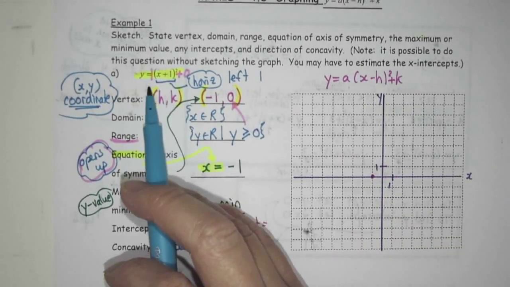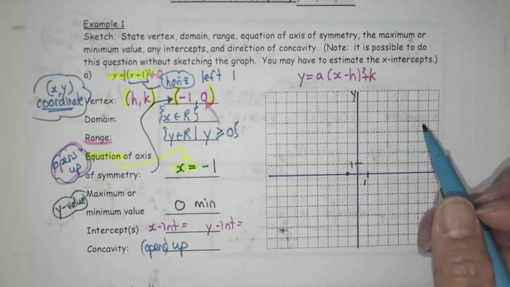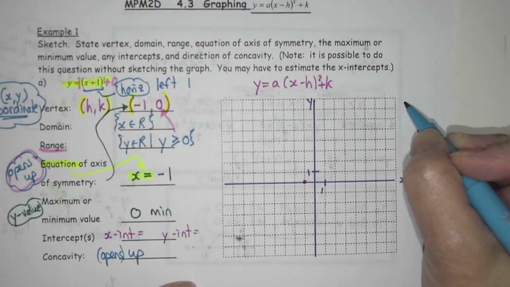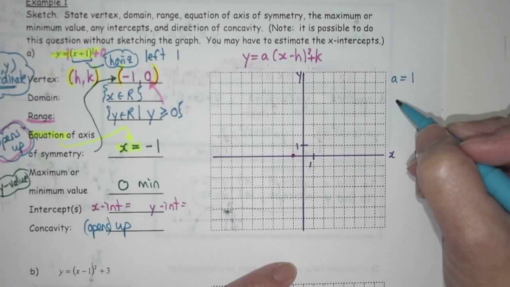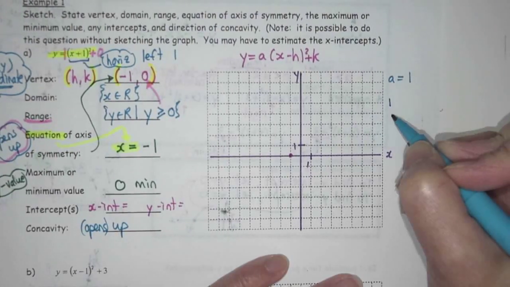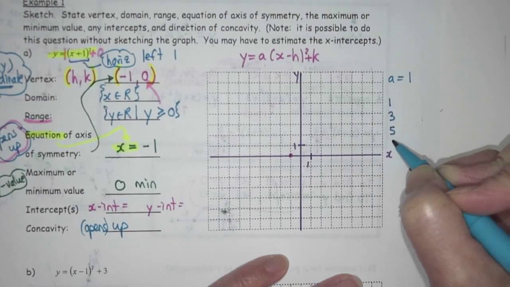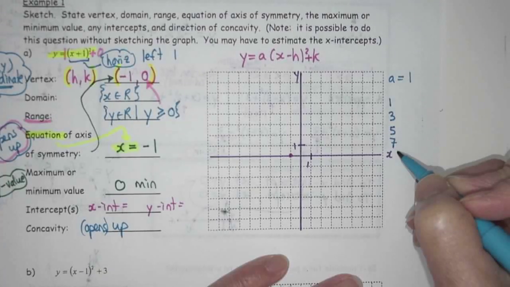The a value is 1. So in this case here, I know my a value. So my a value is 1, right? So I know my step pattern is going to be regular: 1, 3, 5, 7. Always the odd numbers.